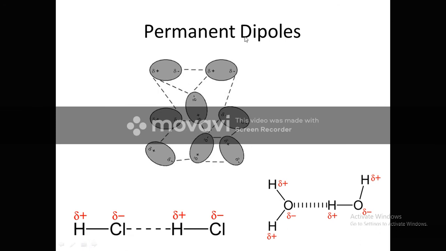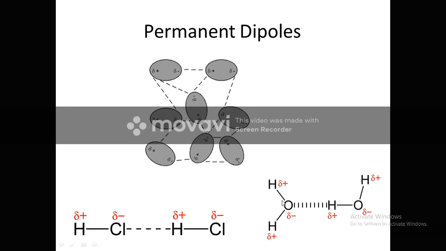Examples of permanent dipole structures are HCl. Look at this HCl. H is positively charged, Cl is negatively charged. So this is actually the permanent dipole. Okay, and the angle between these two will always be 180 degrees. Either it is placed up and down or on the diagonal position, but the angle will never be changed.